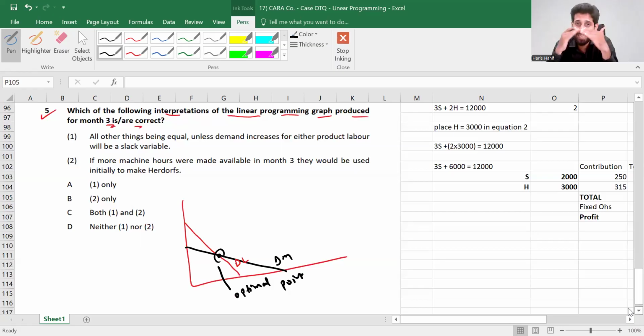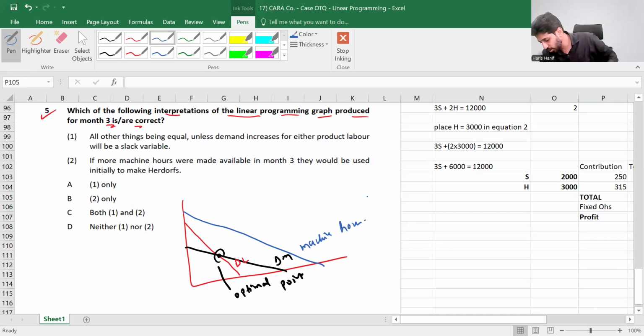When any resource is on the optimal point, that is the binding constraint. That means it is a symbol that the resource is 100% utilized. Here, for example, I am drawing this line, and this is the line of machine hour, let's say.